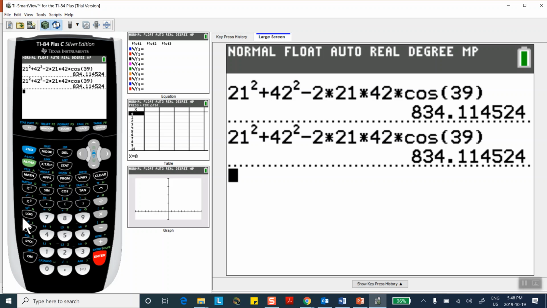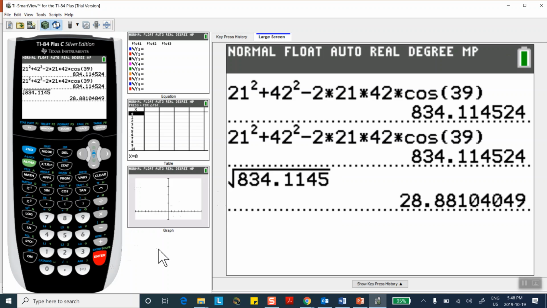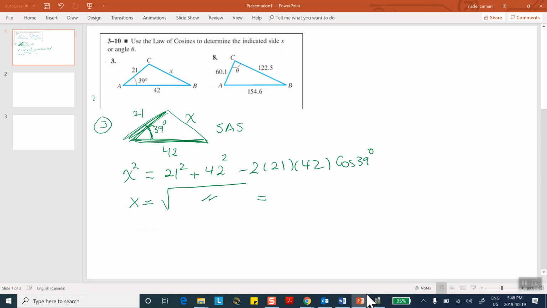How do you get the answer here? Let me just type it in. Square root of 834.1145, and enter. 28.88. If I round to the second digit, it's going to be 28.88. So this is 28.88.